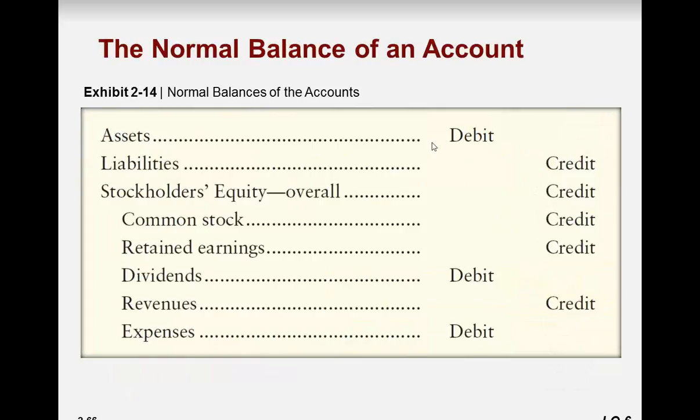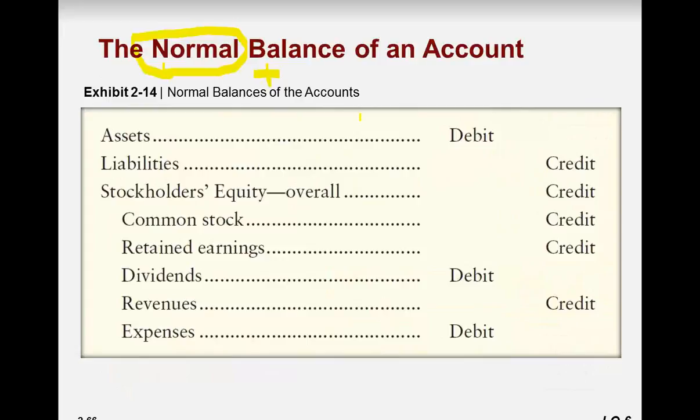So again, the normal balances of our accounts, this is really important. Normal balance means increase side. So remember that. Normal means increase side, right? Normal means plus. So if assets increase on the debit side, then debit is its normal balance. Liabilities increase on the credit side, credit is its normal balance. Vice versa all the way down. The rules of accounting: its increase side is its normal balance.